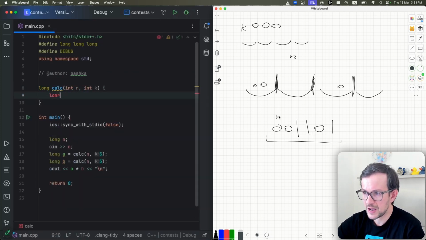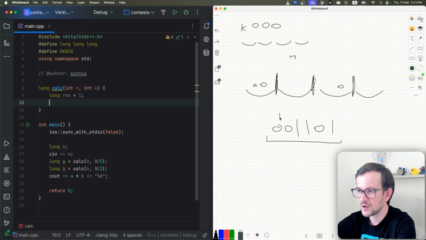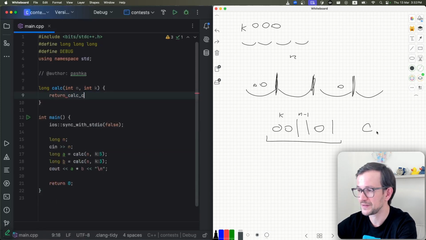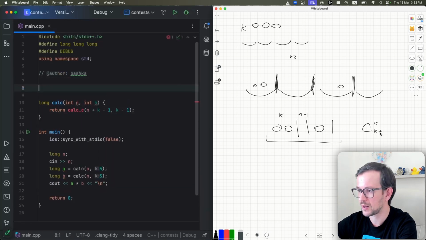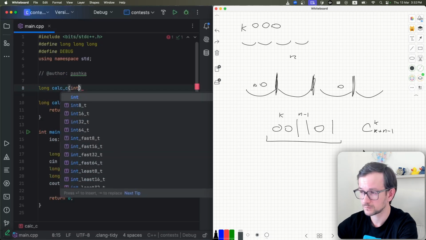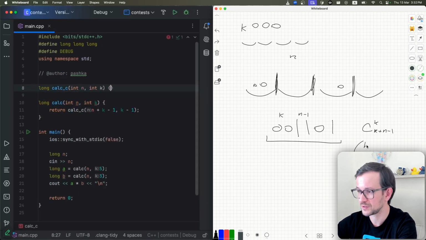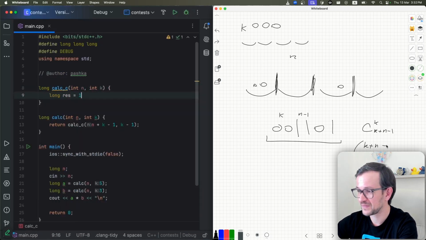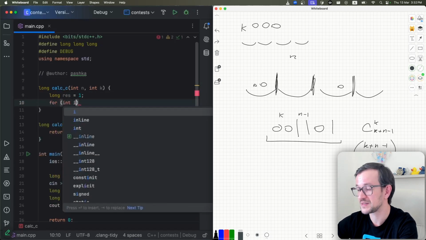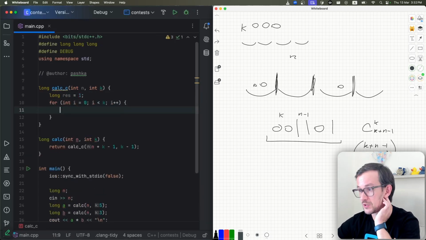And I have k elements. You have k elements and n-1 separators. So the number of ways you can do it, in Russian notation, is written like this. It's the number of ways to choose k elements out of k plus n-1. In Western notation, you write it like this. So it's just a binomial coefficient.